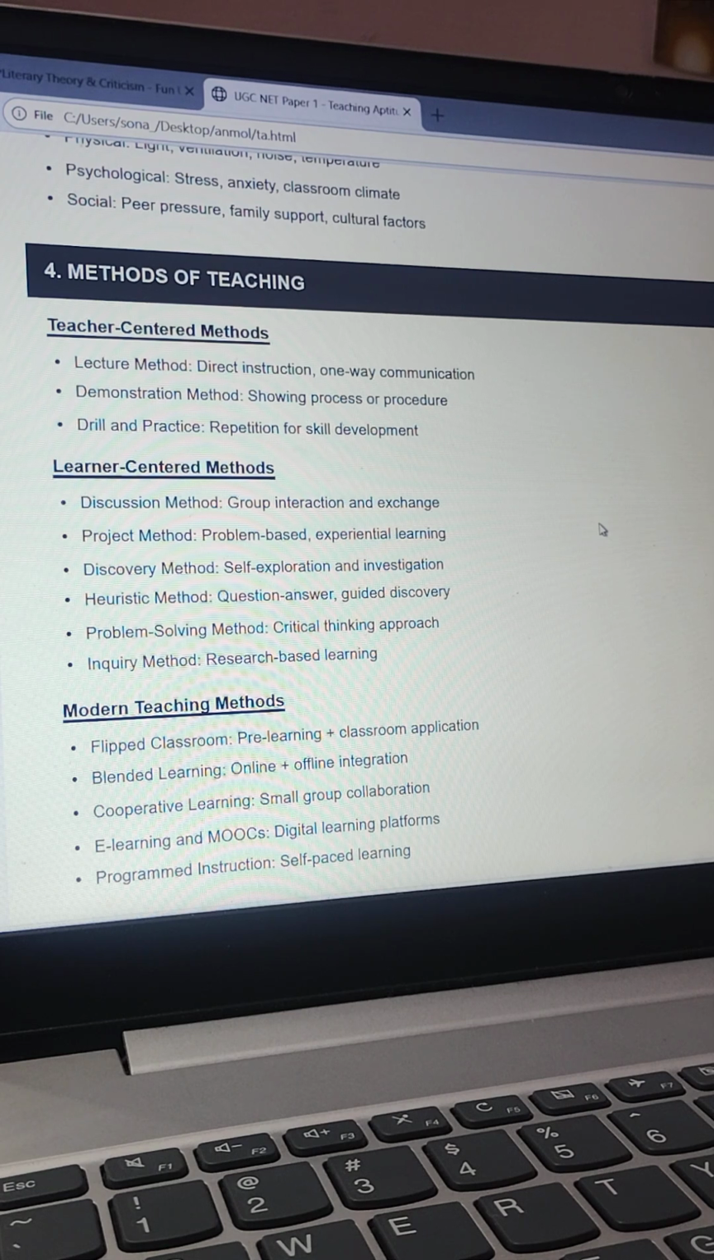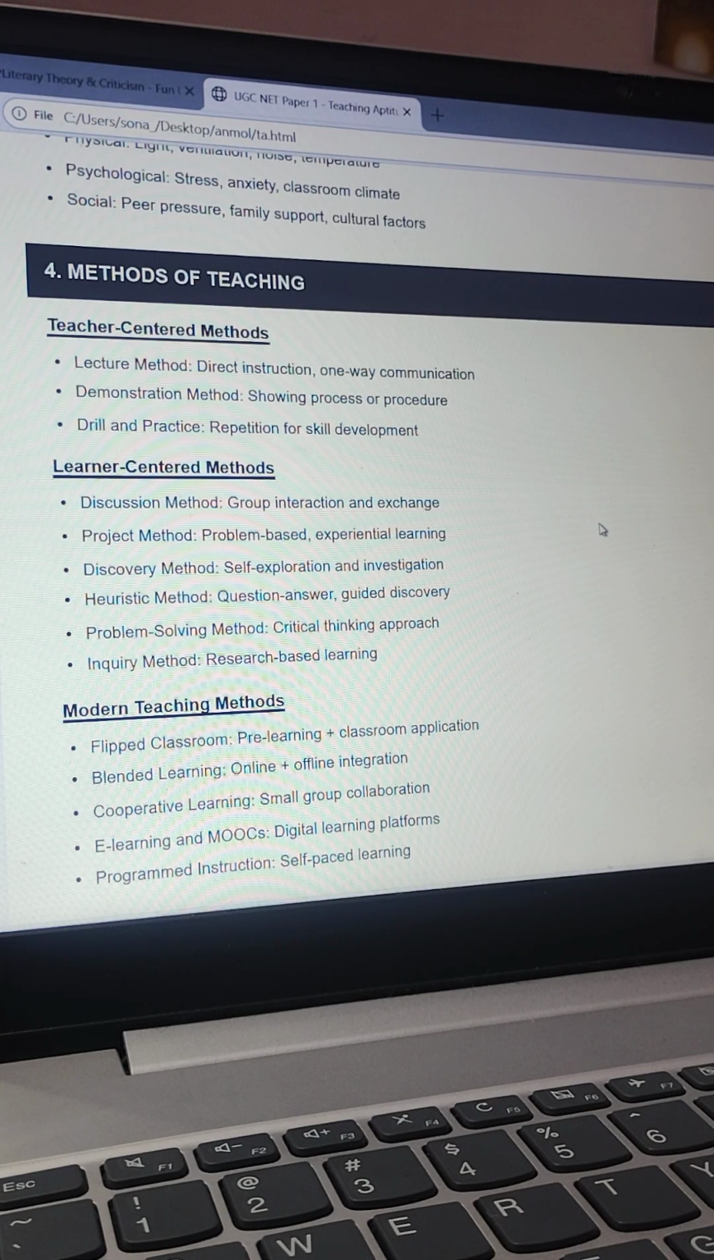Then we have learner-centered methods like the discussion method, project method, discovery method, heuristic method, problem-solving method, and inquiry method. Each method's key name symbolizes what it is. In discussion, we have group interaction. In the project method, we have problem-based experiential learning. In the discovery method, we have self-exploration. In heuristic, we have question-answer guided discovery. In the problem-solving method, we have a critical thinking approach. And in the inquiry method, we have research-based learning.